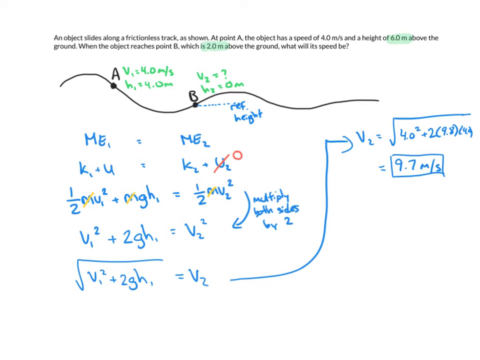The number is higher than 4. That makes sense. It's going to be faster than 4 meters per second. It's quite a bit faster, actually. Yeah, it did drop quite a bit in height. It dropped 4 meters in height. So that should allow it to pick up quite a bit of speed there.